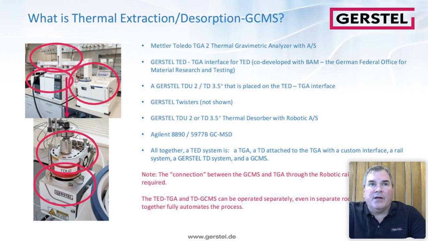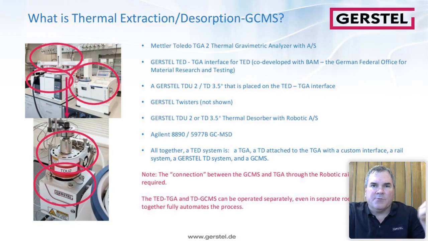So on top of that interface is a Gerstel TDU2, or if you want a larger one, a Gerstel TDU.5, that's placed on there. There are Gerstel Twisters inside that when it's running. They're not shown in the picture because they're inside. And then on the left, in the upper picture, this is a classic Agilent 8890 5977B GCMS. On top of it is also a Gerstel TD. And between the two is this MPS robotic that actually ferries samples between the two of these.